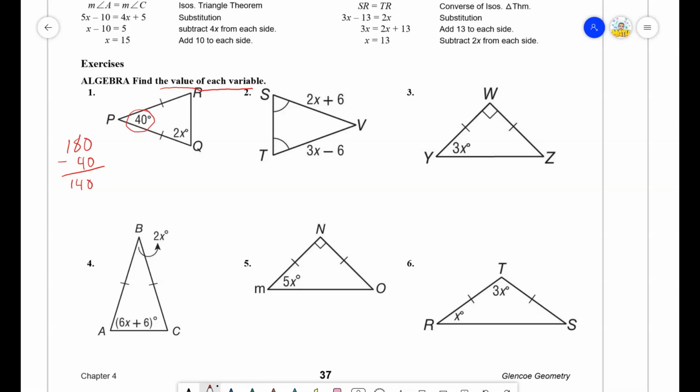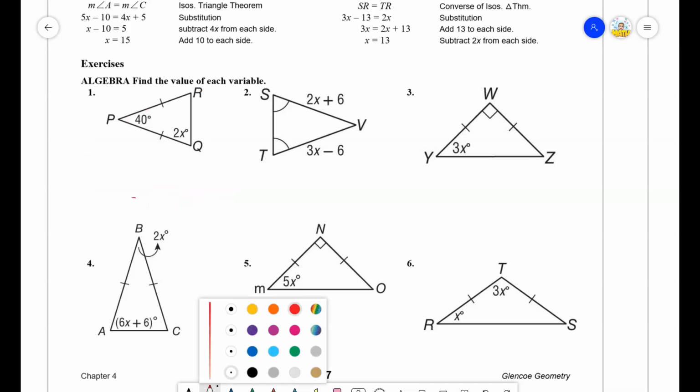What we have to do with that 140 is divide it evenly into 2, right? We need 180 degrees in this triangle total. So 40 plus 70 plus 70, there's your 140. That will give you your 180. So to solve for x here, we would say that 2x equals 70, and then we would divide by 2, and we would have x equals 35.